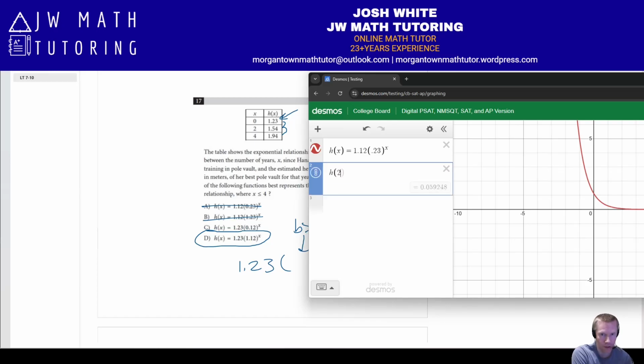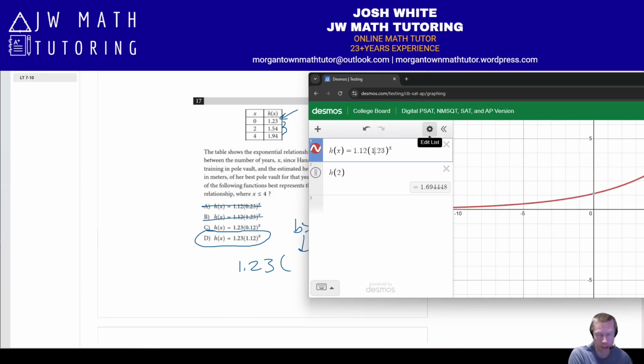So for example, I'm going to do h of 2, okay? I'm going to see, do I get 1.54? So for answer choice A, the answer is no. What about if I do this? Do I get 1.54? No. Answer choice B is wrong. What about now if I do this? For answer choice C, that is wrong.